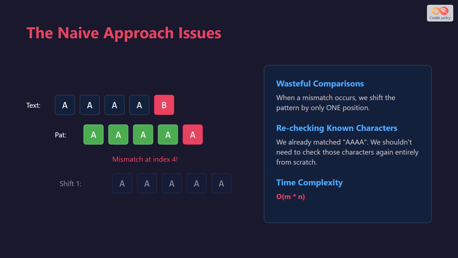The most obvious way to solve this is the brute force, or naive, approach. We check character by character. If we find a mismatch, we shift our pattern by just one spot and start all over again. The problem is, this is wasteful. Notice how we are rechecking characters we already matched. This leads to a time complexity of O(m times n), which can be very slow for large texts.